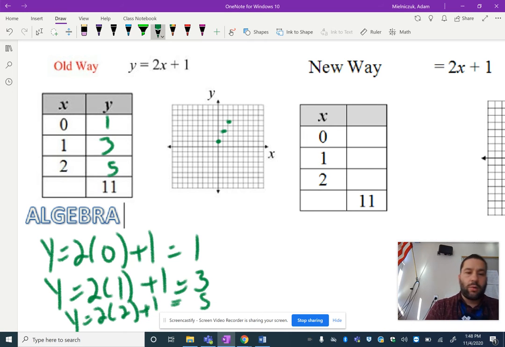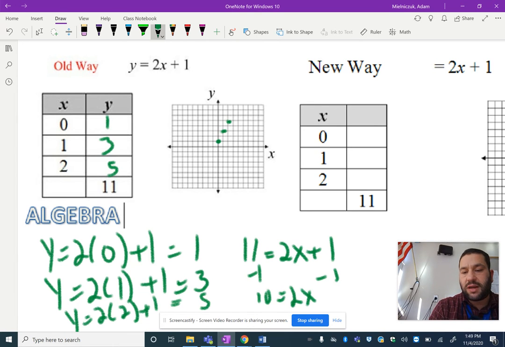And then we'd say, okay, well, then 11 has to equal 2x plus 1. We'd subtract 1 to get 10 is 2x, meaning x is 5. Okay, so 1, 2, 3, 4, 5. 1, 2, 3, 4, 5, 6, 7, 8. So we can't even fit that one on there anyways.